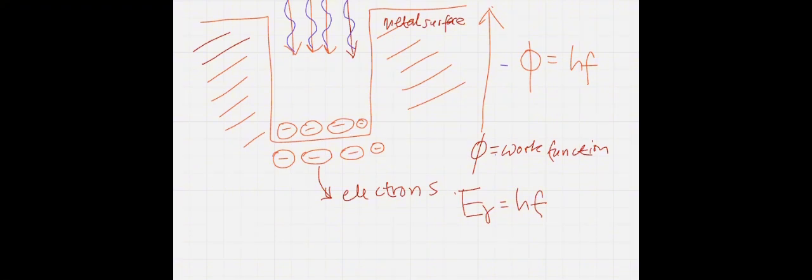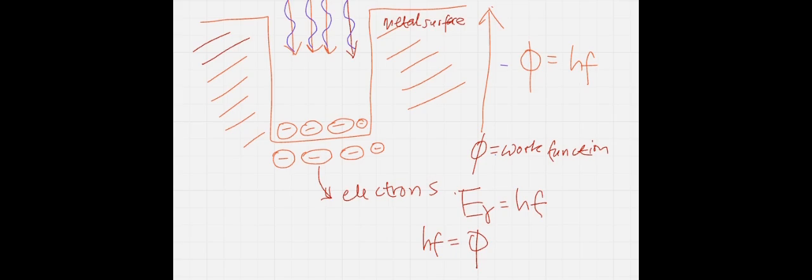If that photon's energy, hf, is equal to the work function φ, then the electron leaves the metal surface. But if it's greater than φ, then the electron leaves the metal surface with some kinetic energy. But if it's lower than φ, then it doesn't leave at all.